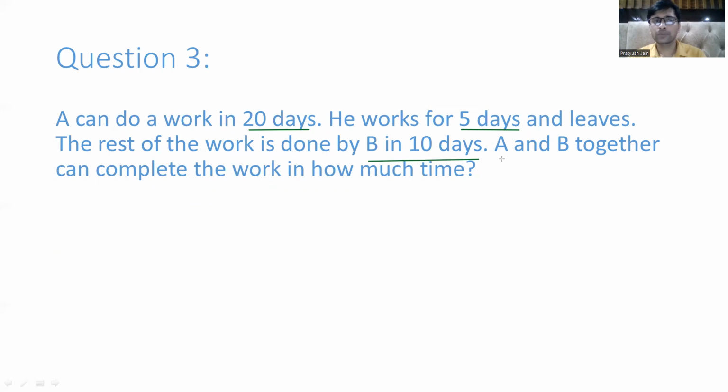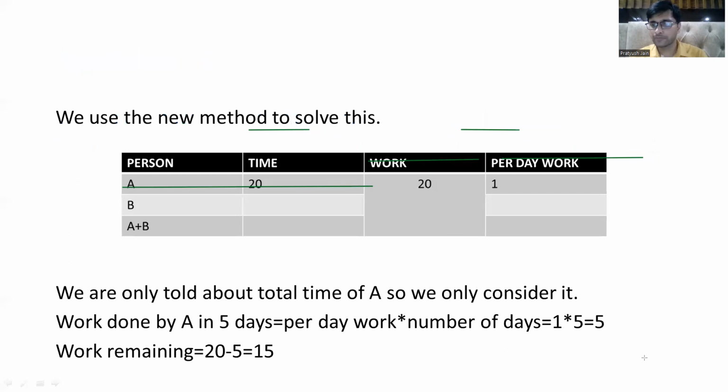So the question asks me, if A and B work together, how much time will they take to complete the work? If A and B had worked together, then what amount of time would they have taken to complete this work? Again, I will draw the table. I am now using the new method. The new method says I have to draw a table. First will be person, time, work, then per day work.